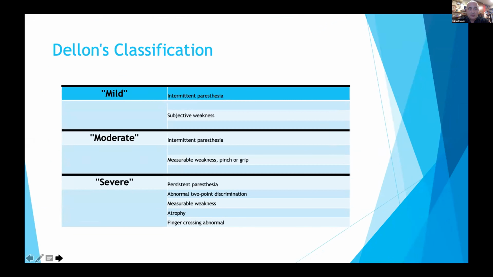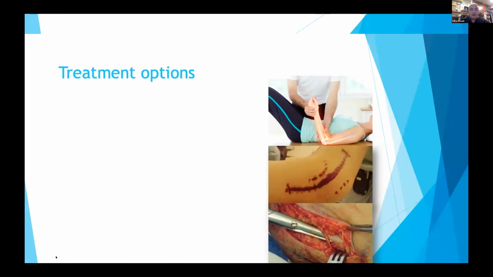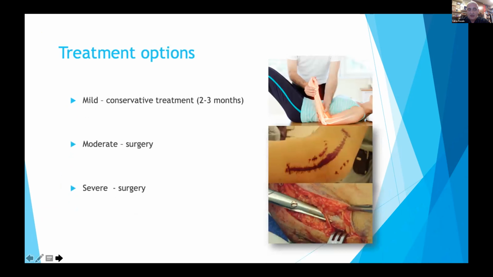Mild symptoms are intermittent paresthesia and subjective weakness. Moderate are intermittent paresthesia and measurable weakness, pinch or grip. And severe symptoms are persistent paresthesias, abnormal 2-point discrimination test, measurable weakness, atrophy, and abnormal finger crossing. Treatment options from mild to severe: mild, conservative treatment; moderate, surgery; severe, surgery.